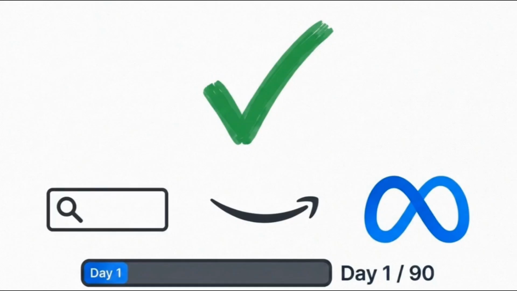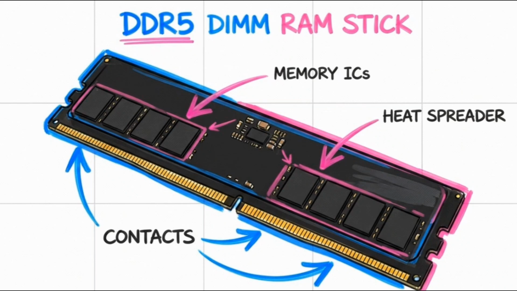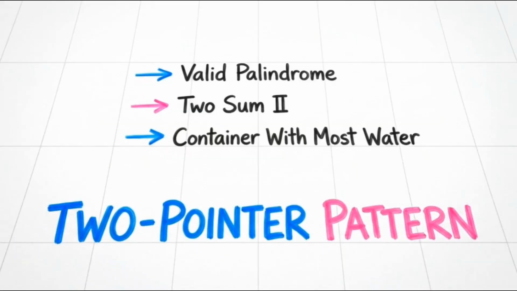This logic is a frequent test of spatial awareness during technical screenings at companies like Google, Amazon, and Meta. Building the habit of minimizing memory usage turns a basic solution into an optimized performance, setting the foundation for every future two-pointer challenge.